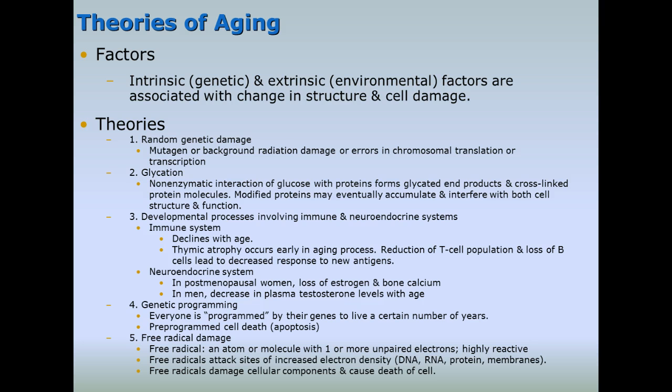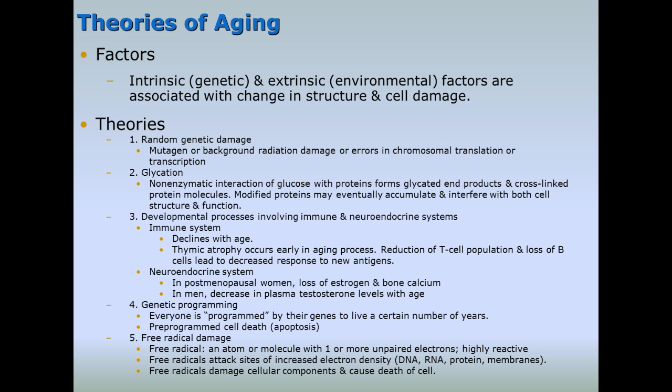Then we have developmental processes involving the immune and neuroendocrine systems. Our immune system is going to decline with age. We see a thymic atrophy where the T cells are stored and a loss of B cells due to the decreased response to new antigens that you may become in contact with. So it becomes a lot easier to die of things like influenza and other simple infections that the younger people may be able to handle a lot better.